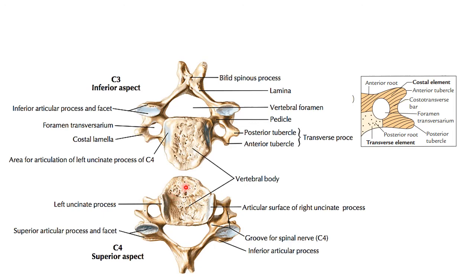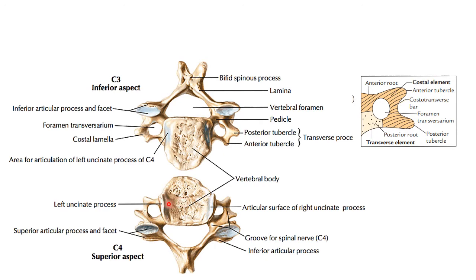So let us study the typical cervical vertebrae. This is the superior aspect of C4 and this is the inferior aspect of C3. So we will study both the superior aspect and the inferior aspect. We start from the body. The body is small and is broader from side to side than from before backward.